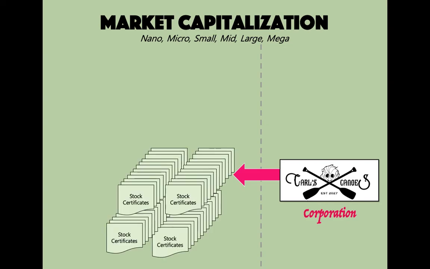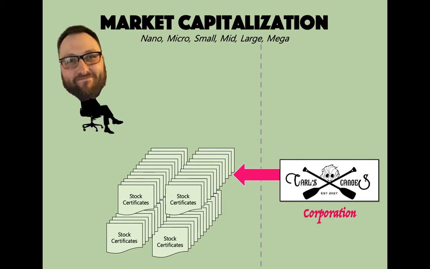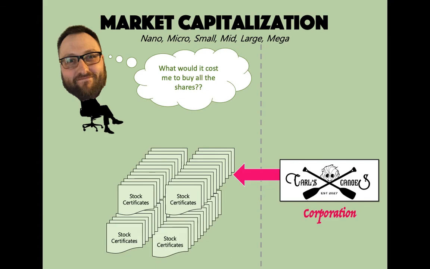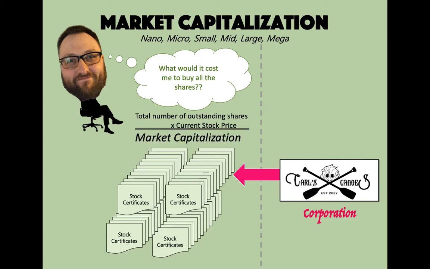So, corporations issue shares of stock. Okay? If I'm sitting here in my chair and I think, what would it cost me to buy all the shares? I want to become the sole owner of Carl's Canoes. What would it cost me to buy all the shares? How would I figure that out? Well, I would have to take the number of outstanding shares, how many are out there, and I would have to multiply that by the current stock price. That number, that value, is what we call the company's market capitalization. Or a lot of times we just refer to it as market cap.